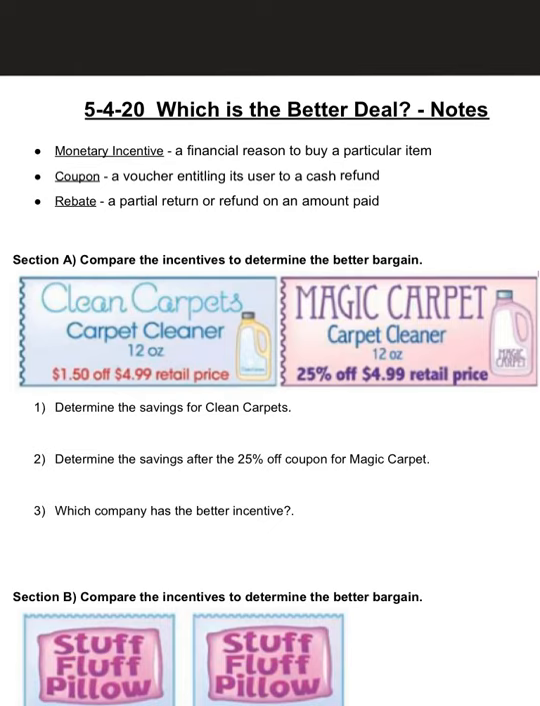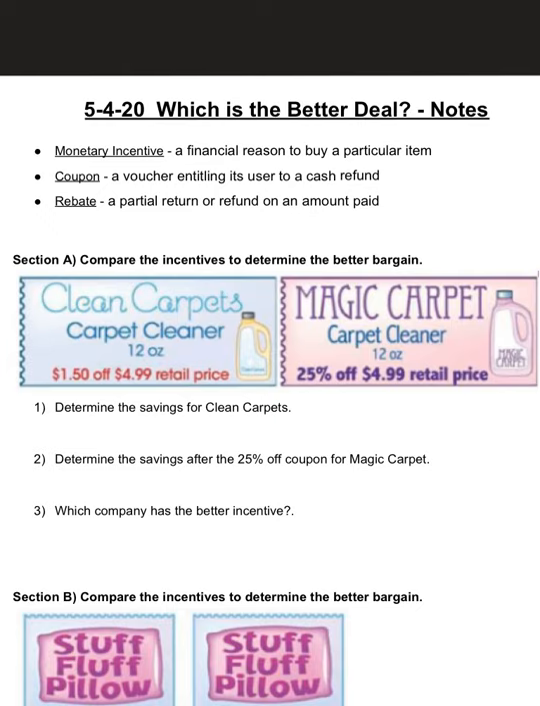Now that we've gone over how to find the amount of discount or rebate, we're going to do some comparing. So we want to figure out which is the better deal. So we have a monetary incentive. It says a financial reason to buy a particular item. Well, monetary is related to money. An incentive is something that motivates or encourages you to do something, like in school when you get an incentive to complete your homework for the week. That would be an incentive, but monetary has to do with money.